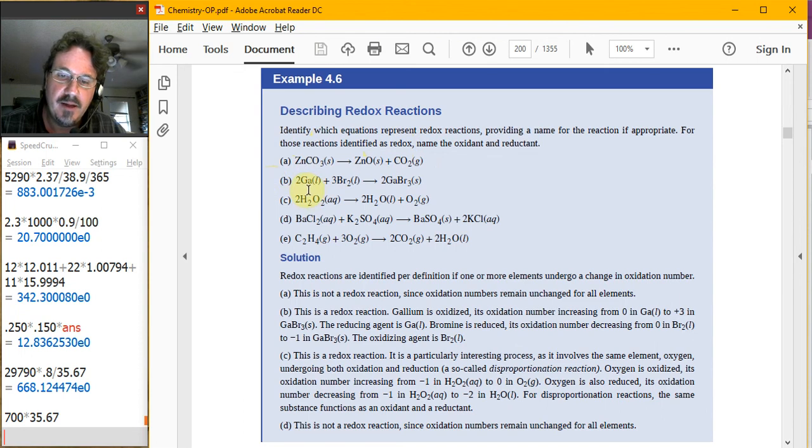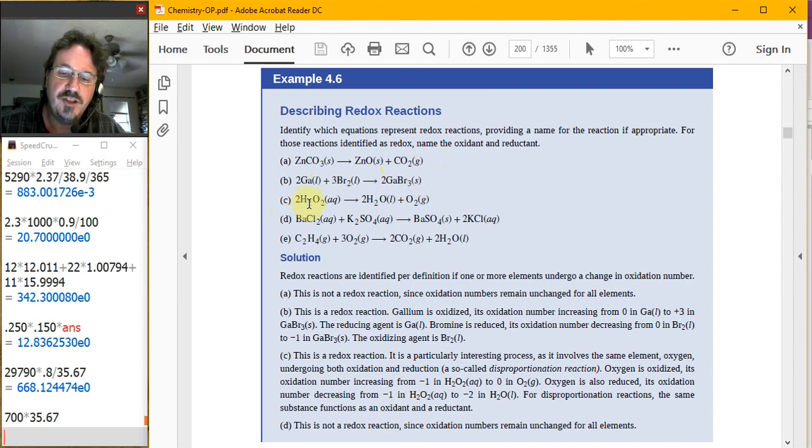Here's gallium by itself, liquid, plus bromine becomes gallium bromide. Gallium's by itself, 0. Bromine's by itself, 0. Here, bromine is minus 1, so gallium must be plus 3. Ah, that's a redox. Gallium goes from 0 to plus 3. Bromine goes from 0 to minus 1. That's a redox.